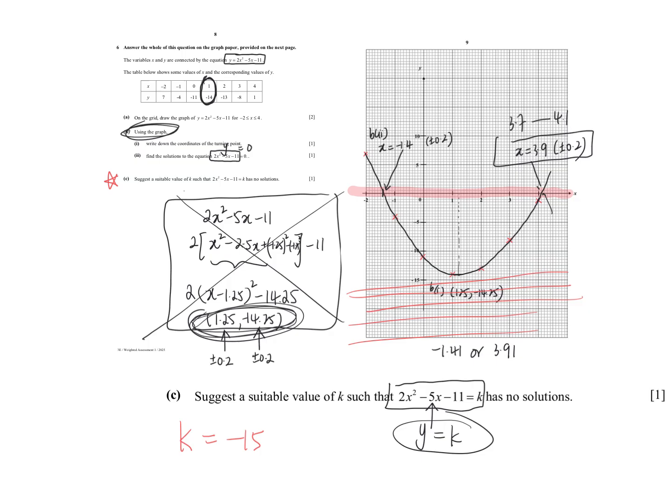Because they want you to suggest a suitable value. If they say a range, you give me k less than minus 14.25, which is correct. But they want a value only. So you just give me any one. You just pick a value that works. So you don't give me this as your answer. I know this is the range of values of k, but the question says just suggest a suitable one for me. Just pick one.